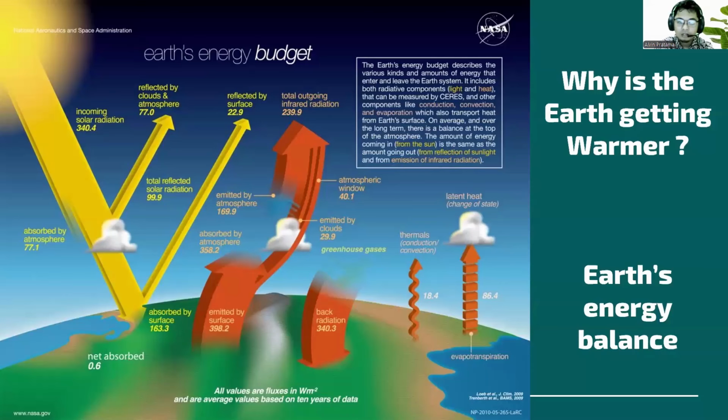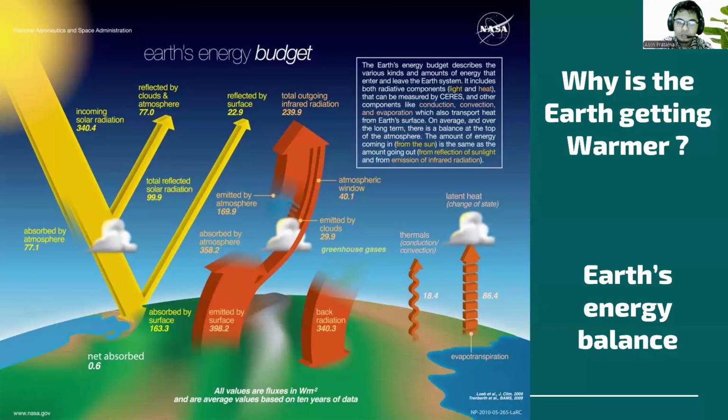To maintain a stable climate, Earth must re-radiate the same amount of energy it absorbs. This is the concept of Earth's energy balance. The surface emits long-wave infrared radiation, which is a form of heat energy. In an ideal balance, the outgoing infrared radiation should match the absorbed solar radiation. However, this balance has been disrupted.